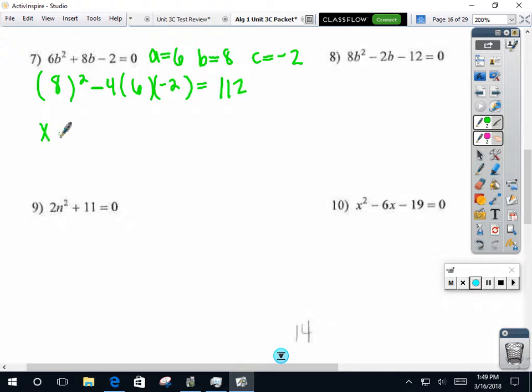To find the 2 solutions, you do negative b plus or minus the square root of the discriminant, which we now know is 112, all over what? 12. 2 times 6 is 12. Now type that in to find your actual solutions.